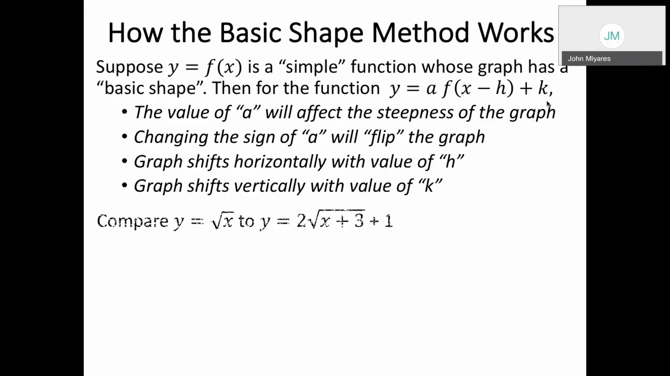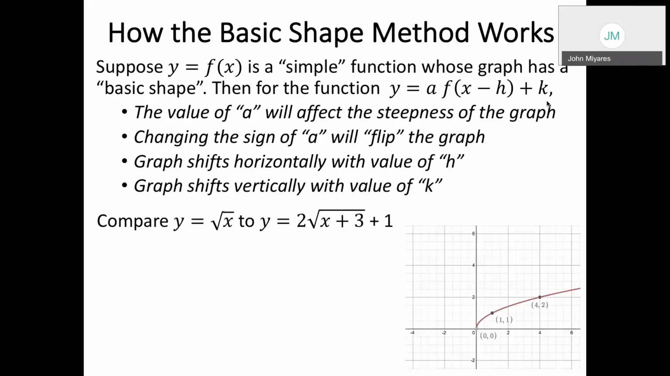Why don't you think about this one on your own for a bit? Let's say you were asked to compare y equals the square root of x to y equals 2 times the square root of the quantity x plus 3, all plus 1. See if you can identify what each of those constants does to the graph here, which is the basic shape of y equals the square root of x, and then try to figure out what the graph of the new function should look like. Go ahead and pause this video for a few minutes to see if you can figure out what's going on with this one.